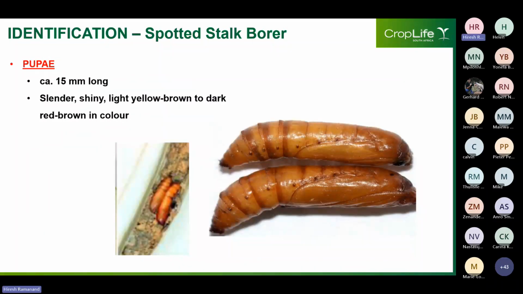The pupae of the spotted stalk borer are approximately 15 millimeters long, slender, shiny, and light yellow-brown to dark red-brown in color.